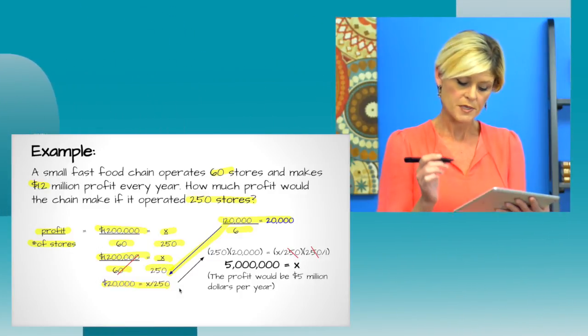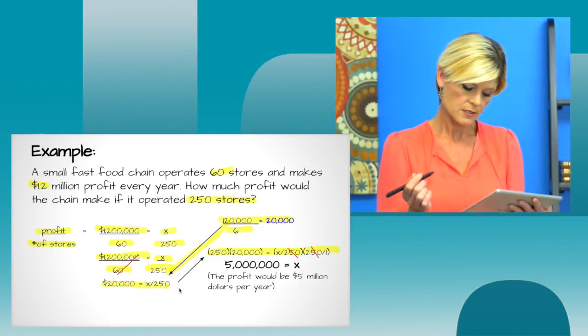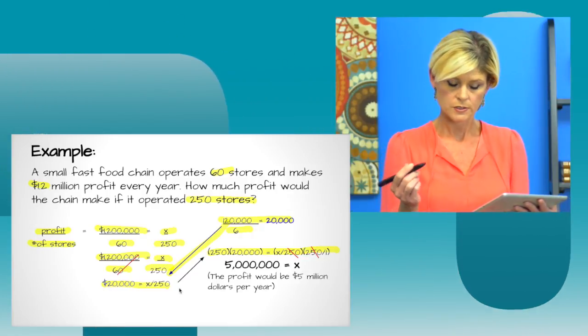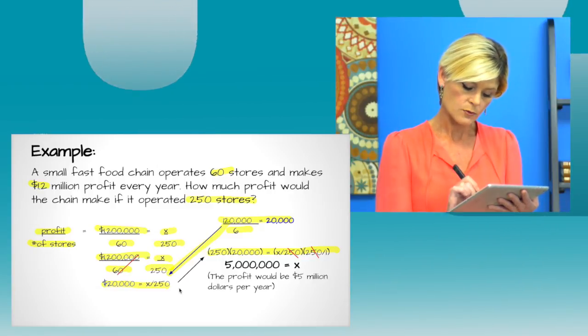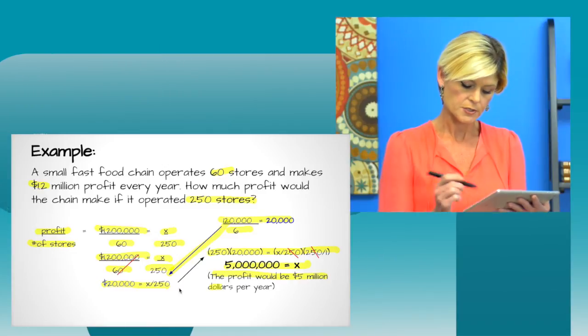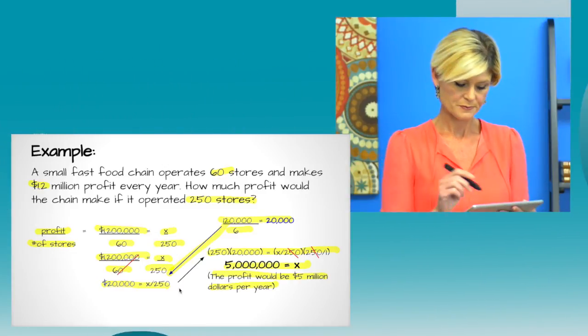So my next step will be to multiply 250 times 20,000 equals X over 250 times 250 over 1. My 250s cancel out, and I get X equals 5 million. So the profit would be $5 million per year if this chain owned 250 stores.